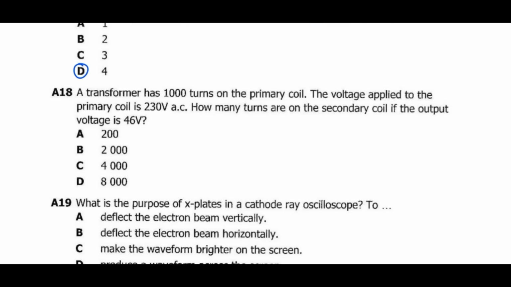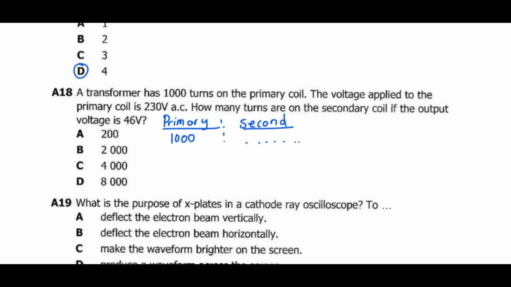Then we move on to question 18. A transformer has 1000 turns on the primary coil. The voltage applied to the primary coil is 230 AC. How many turns are on the secondary coil if the output voltage is 46? So say primary, then secondary. The primary has 1000 turns. Then how many turns are on the secondary?